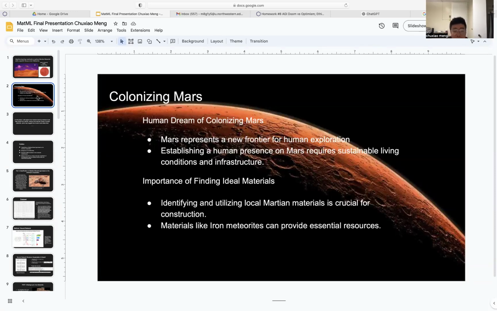Colonizing Mars has been a human dream for past decades, because Mars represents a new frontier for human exploration. However, it is hard to establish a human presence because that requires sustainable living conditions and infrastructures. Also, in such a big project, material is an important issue. We can either identify and utilize local Martian materials or utilize materials like iron meteorite.